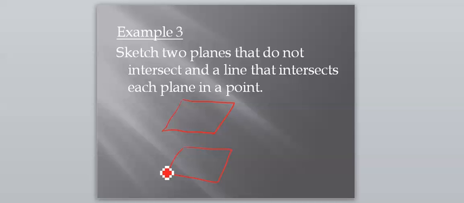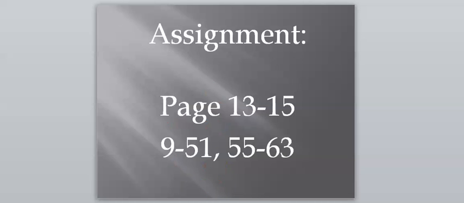Now we need a line that intersects each plane at a point. So the line wouldn't lay on top of the plane. It can only touch it in one point. So what my line is going to do, it's going to come down through the plane. And there's a section that's underneath that we can't see. So we make that dotted. And then it comes out, touches this plane at exactly one point. Again, there's a little section we won't be able to see. And it comes out the bottom. So our two planes are parallel. They do not intersect. And the line intersects each plane in one point.